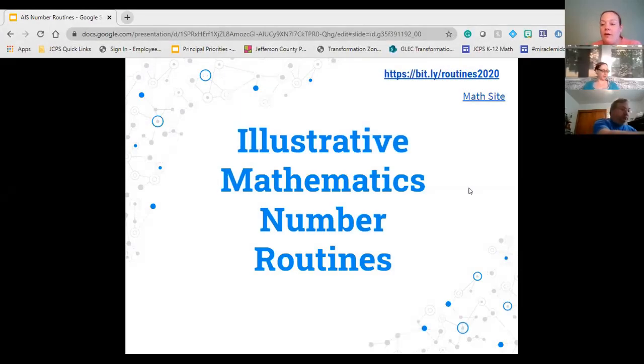Because they're part of IM. So we're going to go over some number routines and math language routines. And I'm going to give you the option of what we spend our time on. A lot of them we have adapted so that you can see how to do them in a virtual environment so that you can use them with NTI.